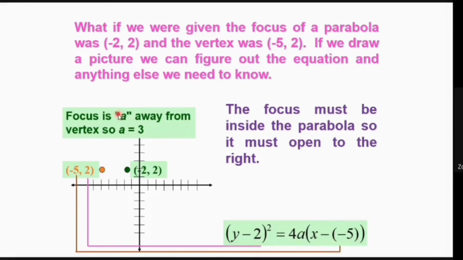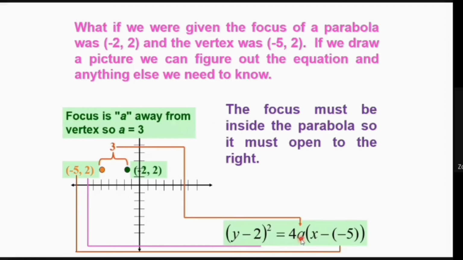The focus is a away from the vertex. So, how many units is the focus from the vertex? Let us count. 1, 2, 3. So, a is equal to 3. From that, we can now substitute this value, which is equal to 3, dito kay 4a.